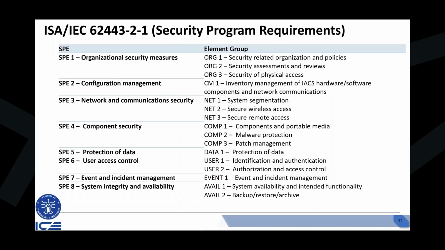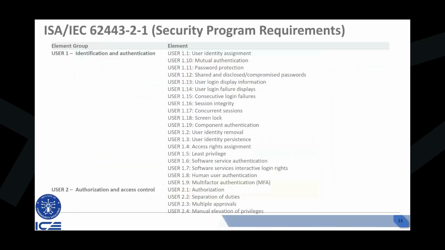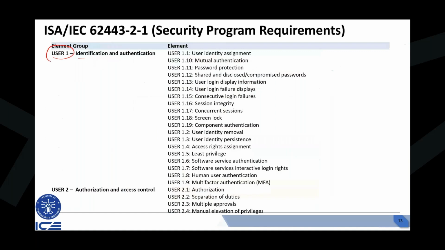You can see in the user 1 element group, identification and authentication, these are the different elements that need to be implemented. Pardon me for the sequence being a little bit out, but user 1.1 is user identity assignment, user identity removal, user identity persistence, access rights alignment. So these are the actual, you would call them requirements or clauses, whatever you want to call it. ISA calls it elements of security program that you have to implement.